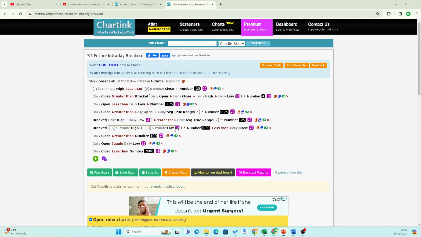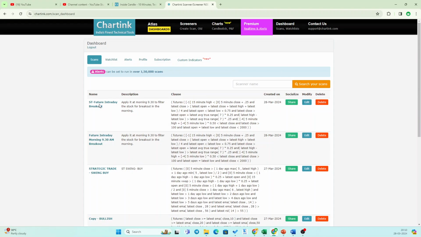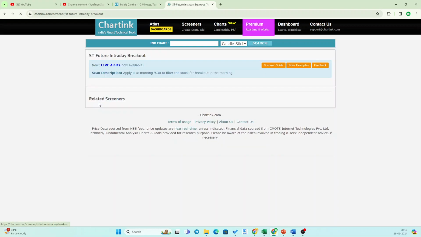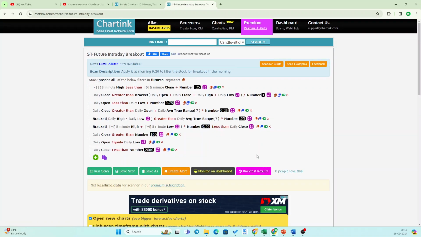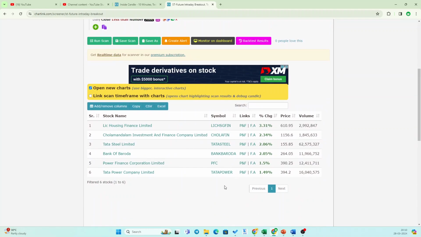This is the scanner. This is the future intraday breakout scanner. This is the scanner that we developed here. Today we got around 5 stocks in the morning itself.